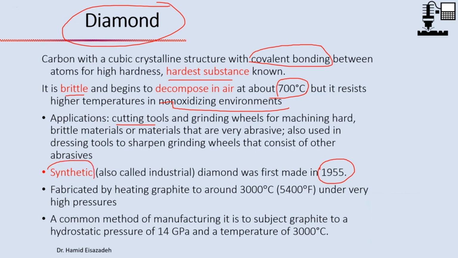And the way they produced diamond was that they subjected the graphite, which was the raw material, to hydrostatic pressure of 14 gigapascal at a temperature of 3000 degrees Celsius. In that condition, you can produce diamond.